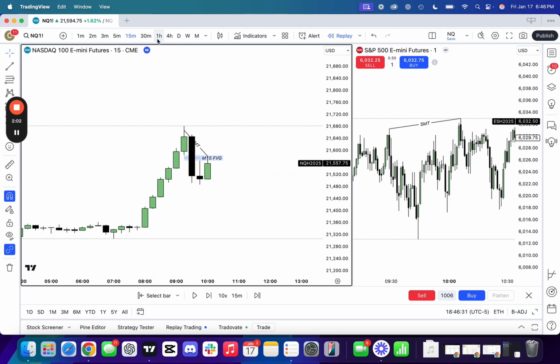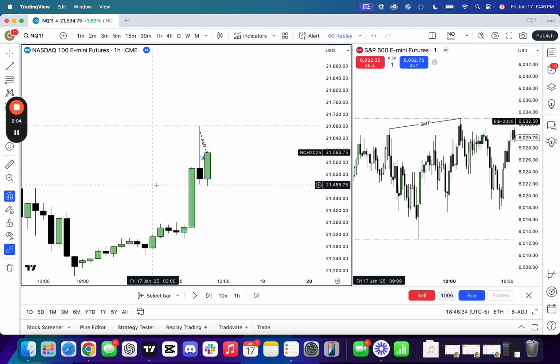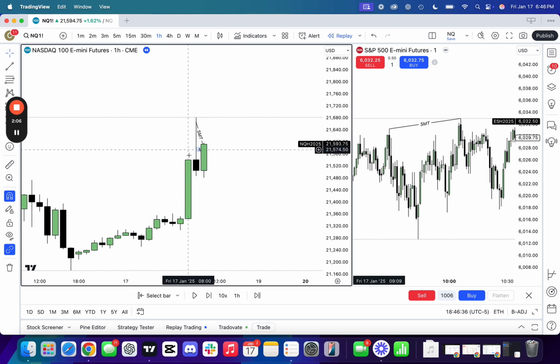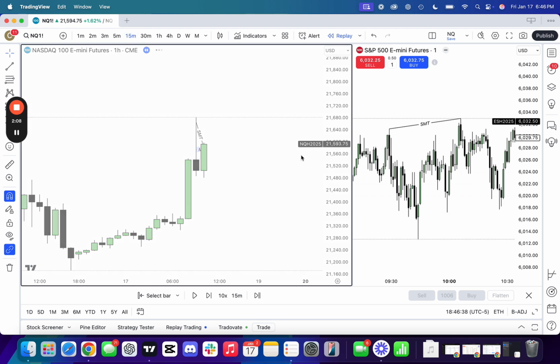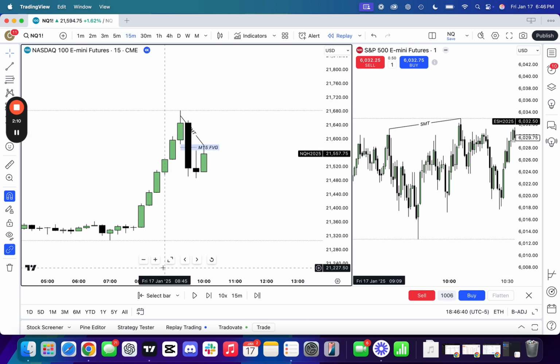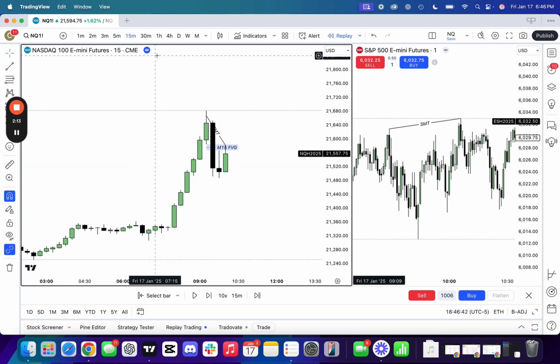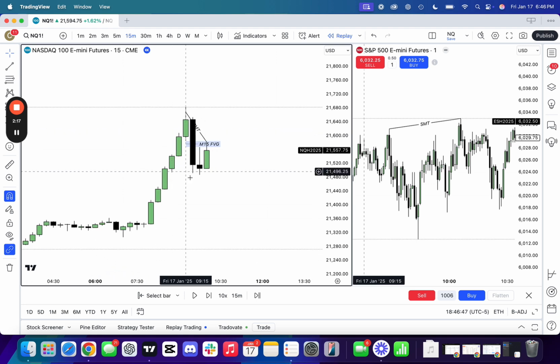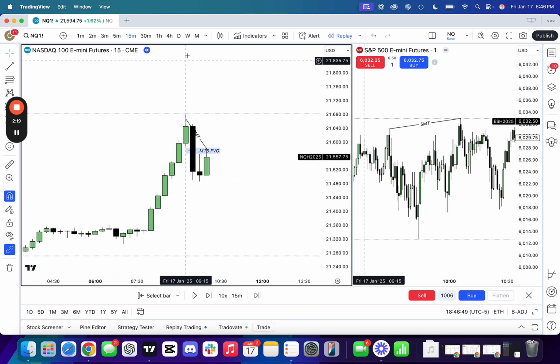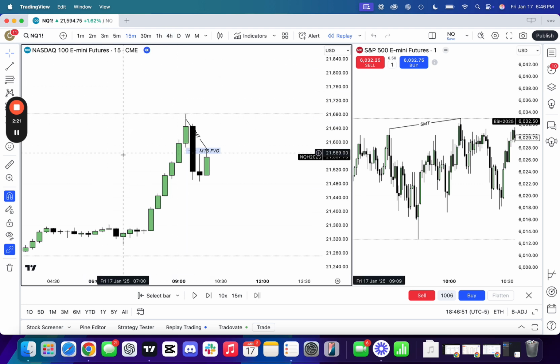But since I didn't find any PD arrays on the hourly at my macro, I dropped to the 15-minute. The 15-minute is not aligned with the hourly. The 15-minute is aligned with the 4-hour, but I was using the 15-minute as the higher time frame here. So I'm not trading a 15-minute change in state of delivery out of the 4-hour PD array. I am looking for PD arrays on the 15-minute.